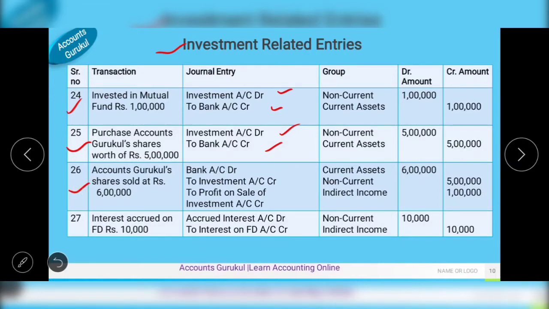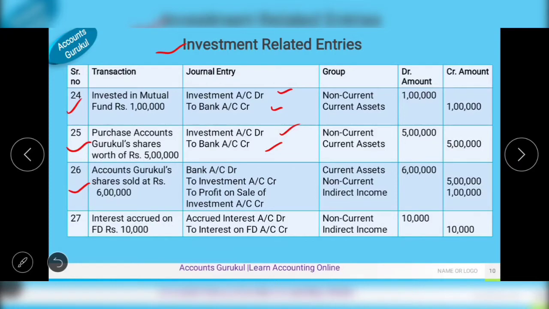Then the next transaction is that Gurukul shares sold at rupees 6 lakh. So the Gurukul shares that we purchased for 5 lakh, we have now sold those shares. So what will the transaction be? Here profit on sale of investments is going to be considered.